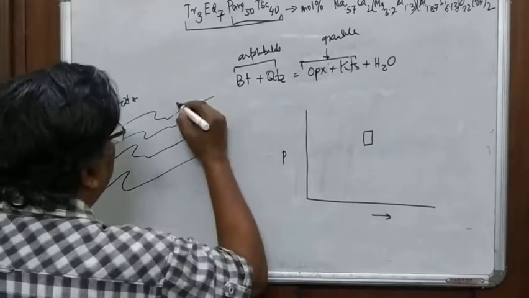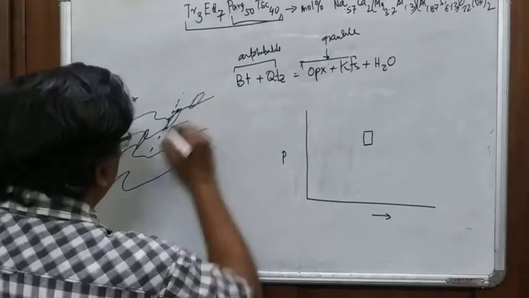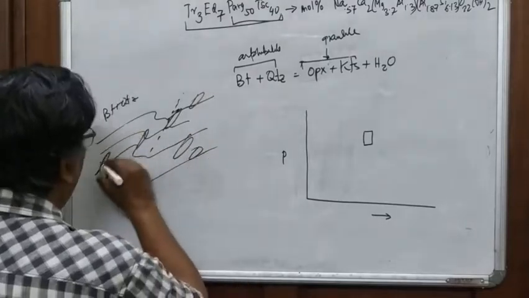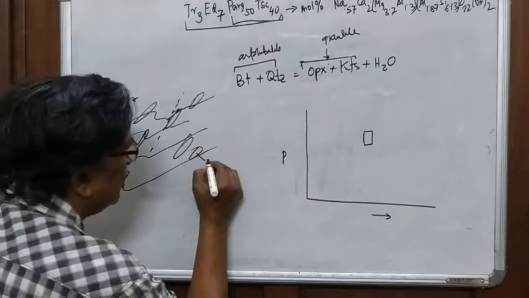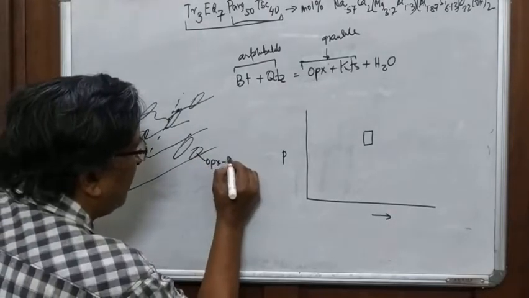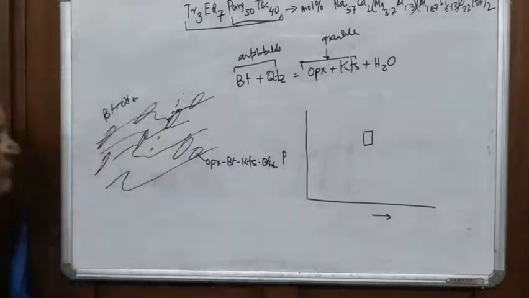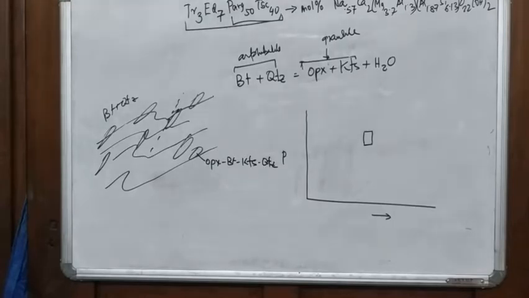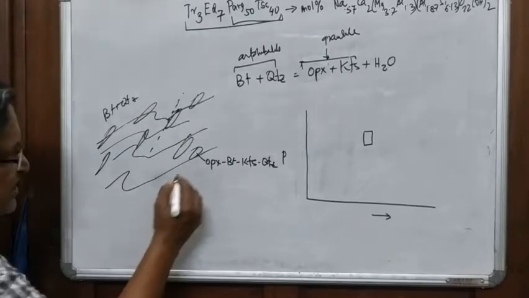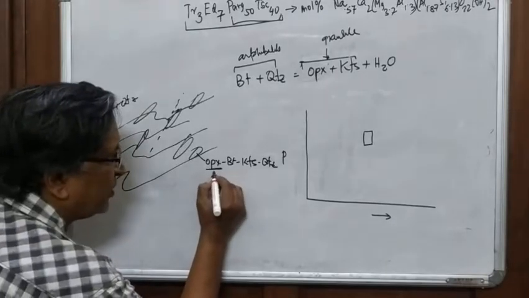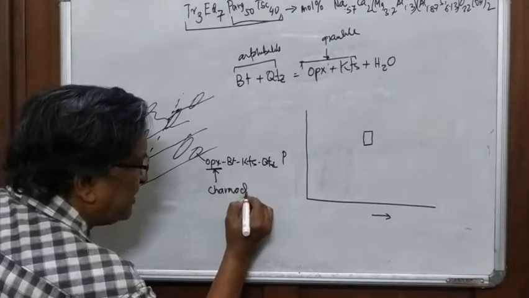And there they had patches. Not all the patches, I'm sure you are not going into the complications, where you get orthopyroxene, biotite, K-feldspar, and quartz. And this occurrence of orthopyroxene is called charnockites. I will tell you what a charnockite is.